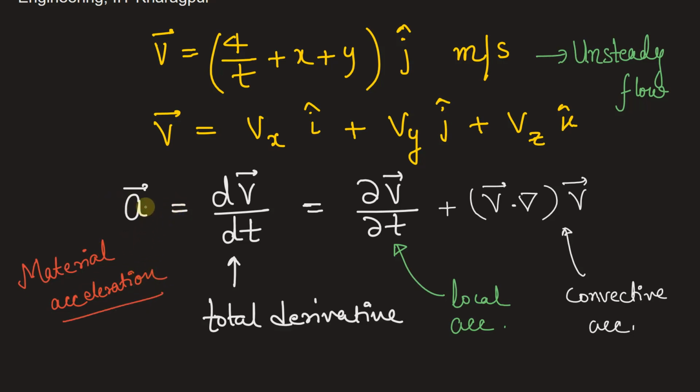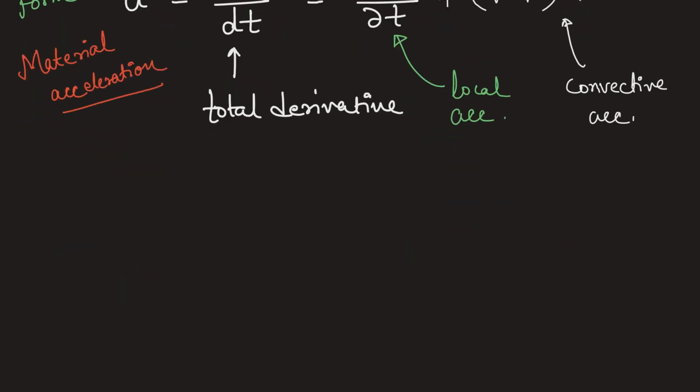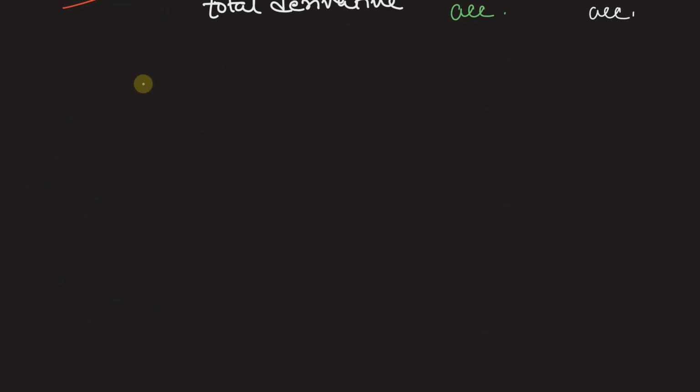And this equation of the material acceleration is also called the vector form of material acceleration. Now since acceleration is a vector quantity, acceleration A, that is total acceleration or material acceleration, can be written as ax i cap, that is acceleration in x direction, plus ay j cap, that is acceleration in y direction, plus az k cap, that is acceleration in z direction, because we are considering here a rectangular coordinate system with x, y and z axis. Now we need to find the acceleration in x direction, y direction as well as z direction.